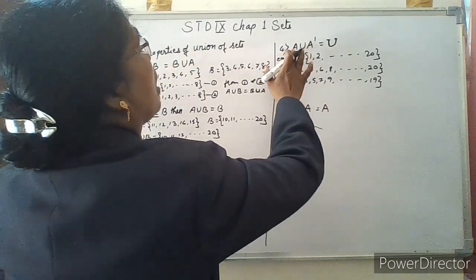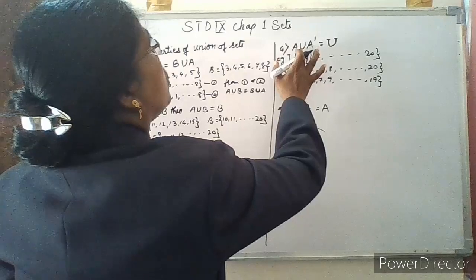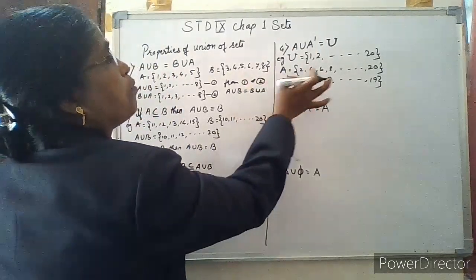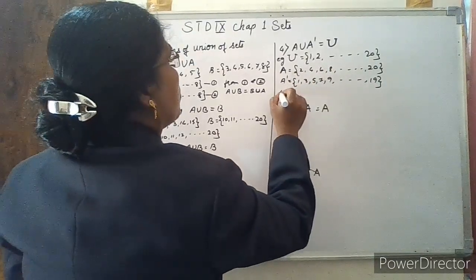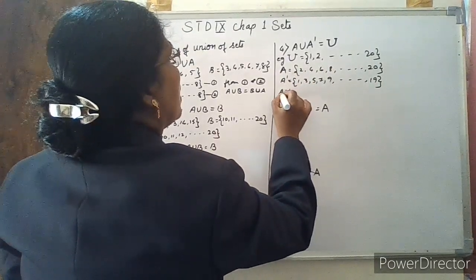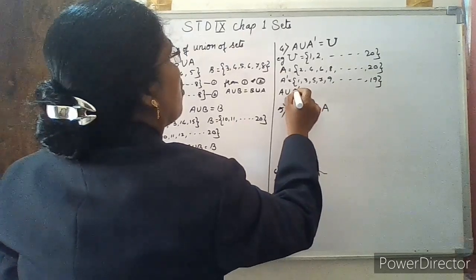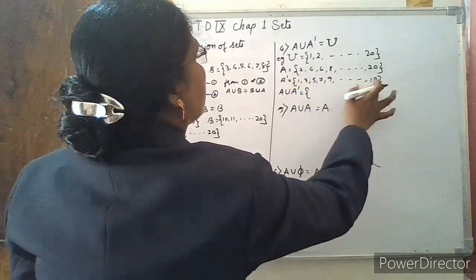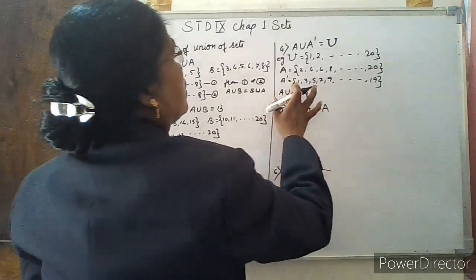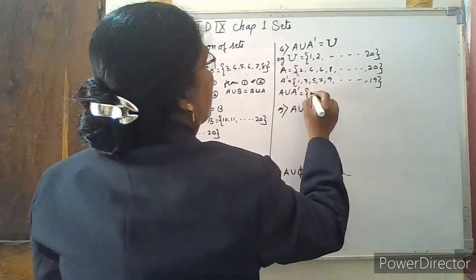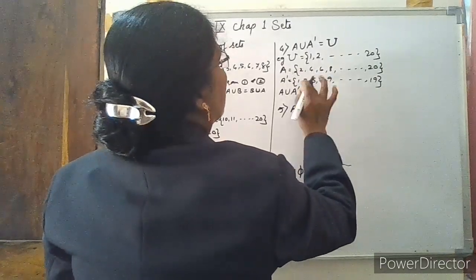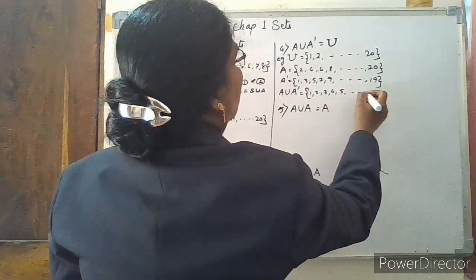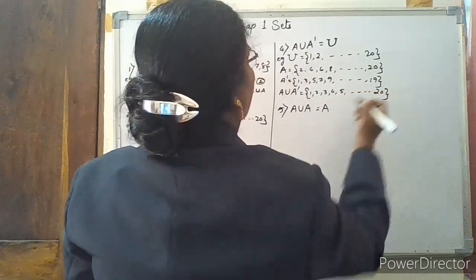Now what we have to prove? A union A complement. These two sets' union we have to find out. So take the elements of this set and this set. Here, in arranged form, 1, 2 is here, 3 is here, 4 is here, 5 and so on, we'll get it up to 20.